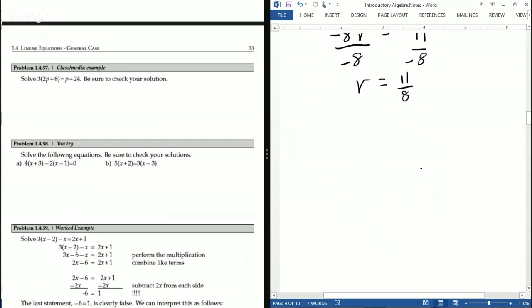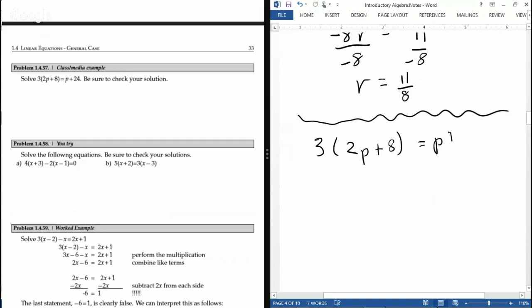Let's do a couple more. Here's the next problem. It says 3 times 2p plus 8 is equal to p plus 24. Well, we can do this problem first. I need to simplify the left-hand side. Wouldn't that just be 6p plus 24 on the left-hand side if I distribute my 3 across? On the right-hand side, I'm just going to get p plus 24. And so now I just got to keep solving.